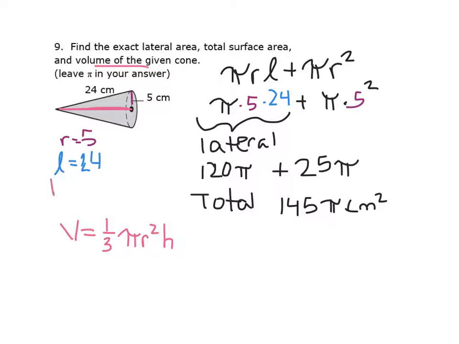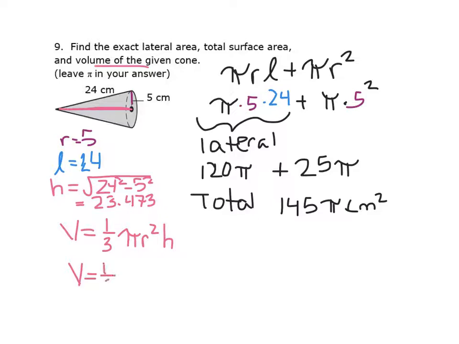Our height, we're going to use the Pythagorean theorem. 24 is the hypotenuse, so it'll be 24 squared minus 5 squared. And that's going to come out to about 23.473. So when we plug in our value, and by the way, you may have to use Pythagorean theorem on your test.